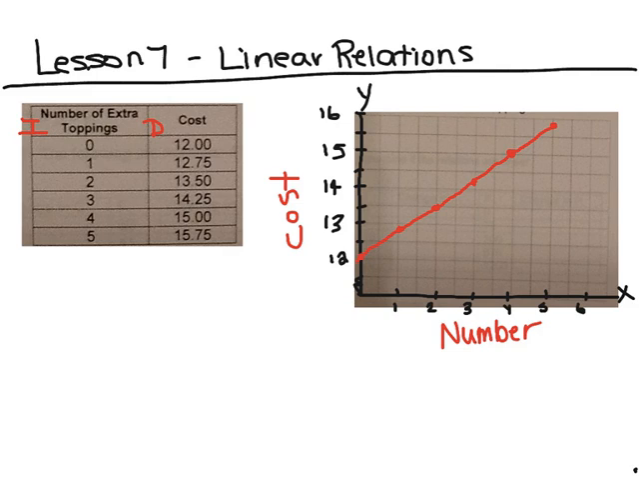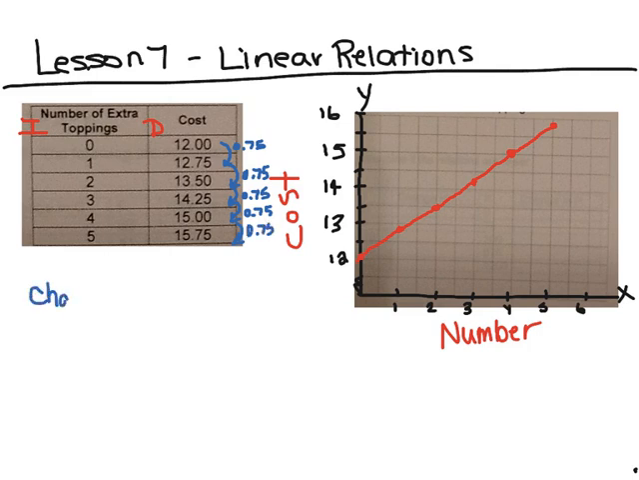So we're going to check to see how we figure that out with just our numbers. So we're going to check the increase between the values. So from 12 to 12.75, that's 75 cents. From 12.75 to 13.50, again, 75 cents. 13.50 to 14.25, 75 cents. 14.25 to $15, 75 cents. And you guessed it, 15 to 15.75 is 75 cents.